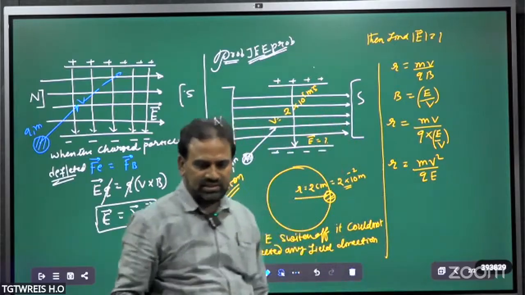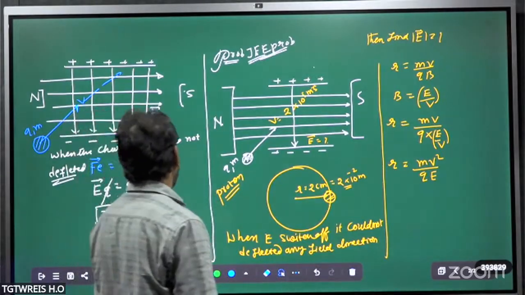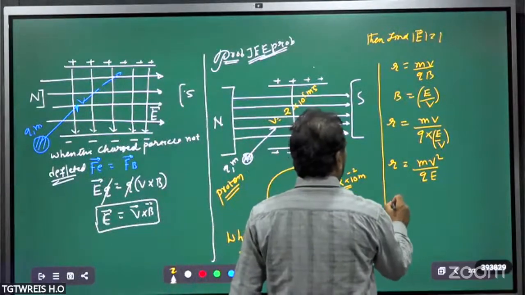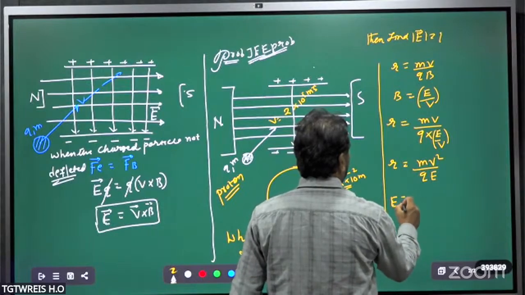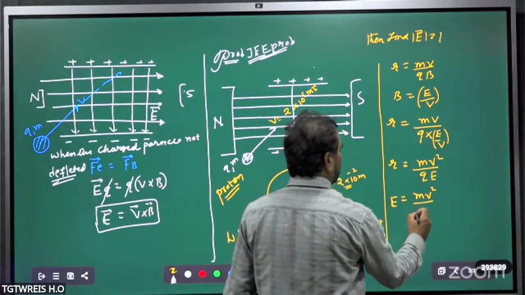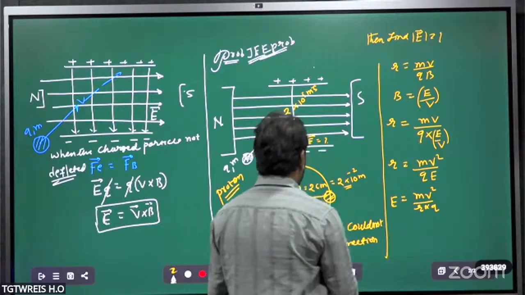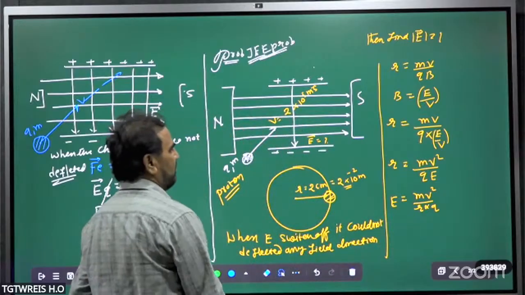But our question is, we have to calculate the intensity of the electric field in the region. That is, E is equal to the intensity of the electric field in the region, given by mv square upon r into q. Substitute all the values; what do we get?